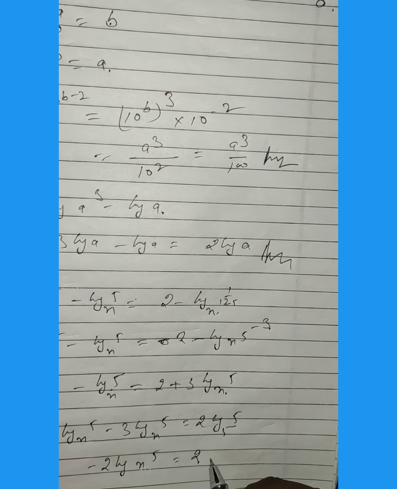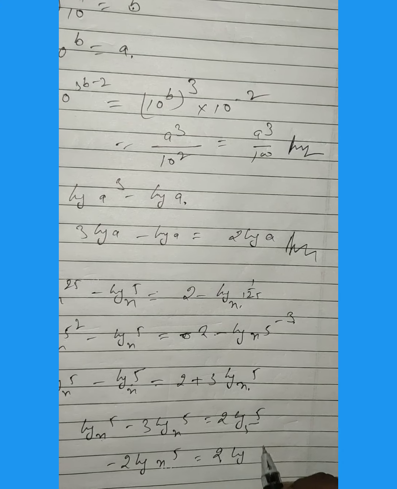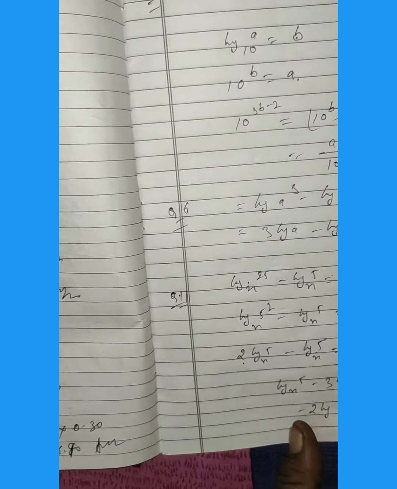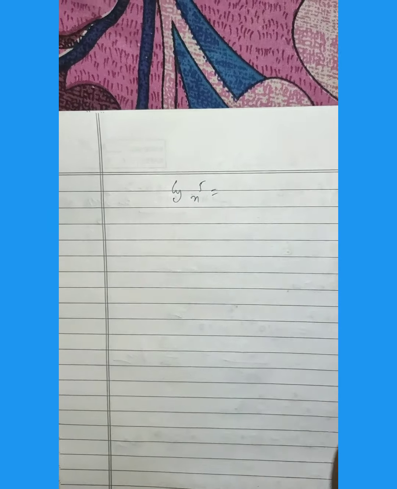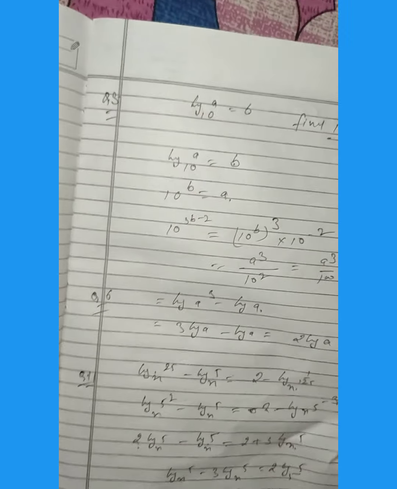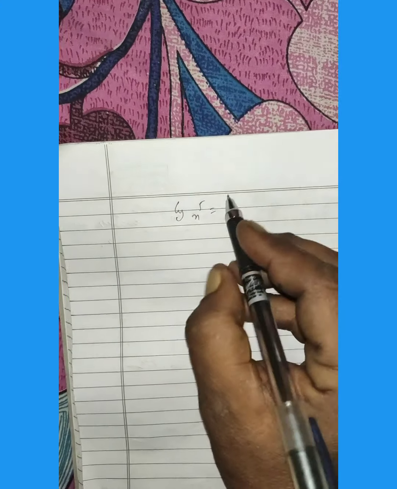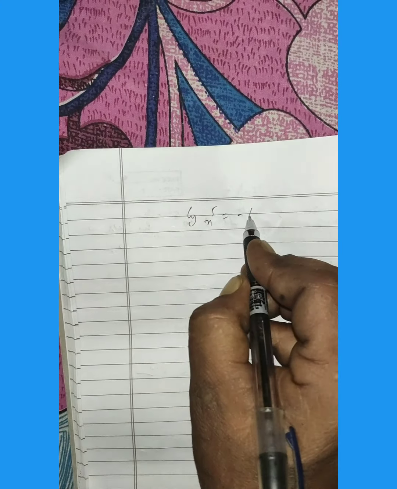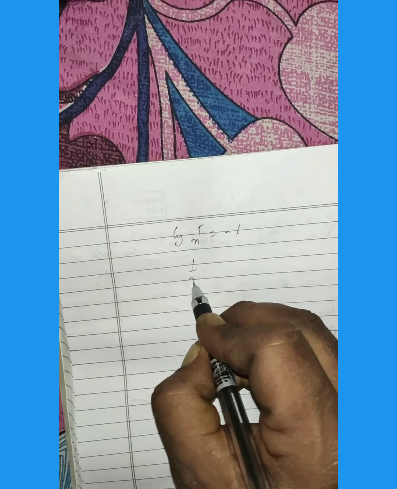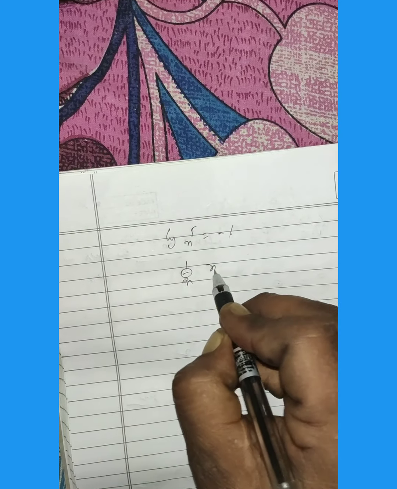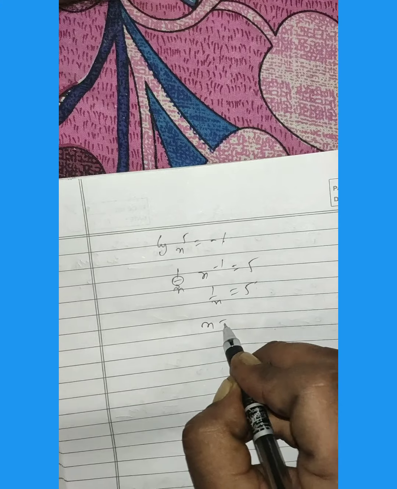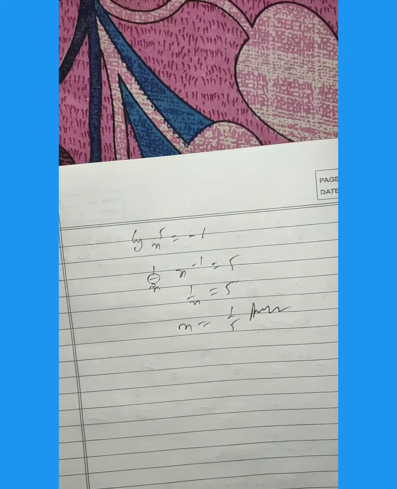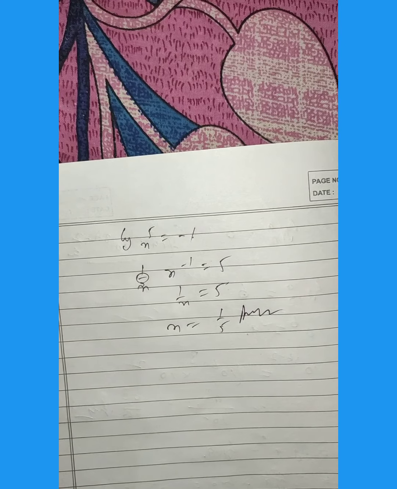It becomes minus 2 log x 5 is equal to 2 log 5 base 5. Then 2 is cancelled. It becomes log 5 base x equal to minus 1. Then using the same formula, x raised to power minus 1 is equal to 5. 1 over x is equal to 5, or x is equal to 1 over 5 is your answer. So all the questions of this exercise are the same.